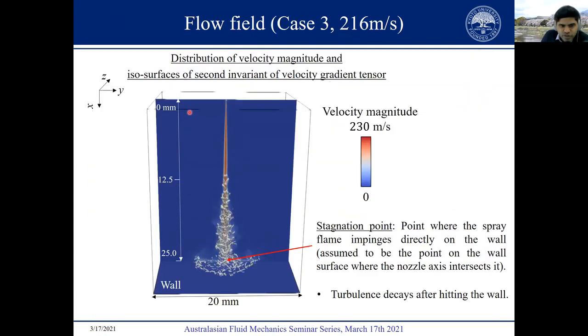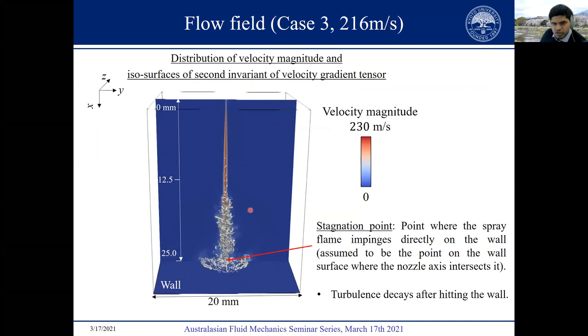Then considering the flow field, the isosurfaces shown here are for the second invariant of the velocity gradient tensor, what you call the Q criterion. So these are isosurfaces for a positive Q value, which means these are the vorticity dominated regions of the flow field. And it is evident that the turbulence develops in the free shear layer. But once the flame hits the wall, you can see that the turbulence decays quite rapidly as the flame spreads away from the stagnation zone, which is basically because of the viscous effects in the boundary layer that is formed on the wall surface.